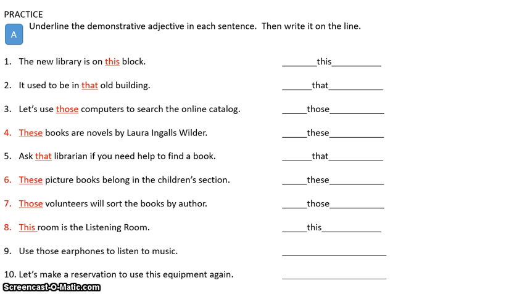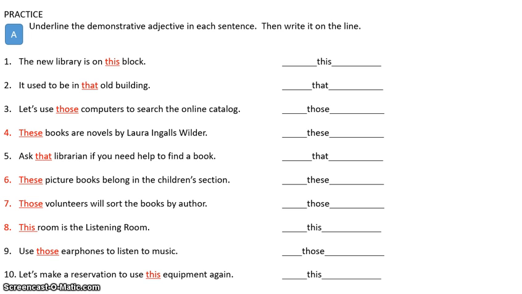Number 9. Use those earphones to listen to music. Which earphones? Those earphones. And the last one. Let's make a reservation to use this equipment again. Which equipment? This equipment. All right. So I'm hoping that you're understanding that.